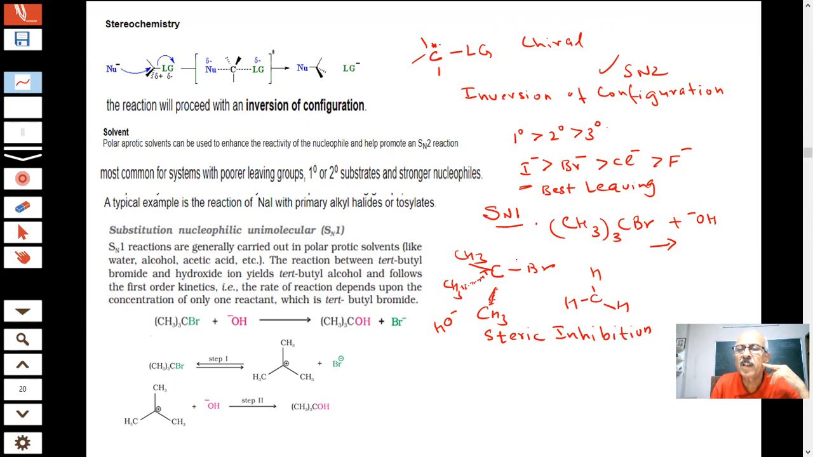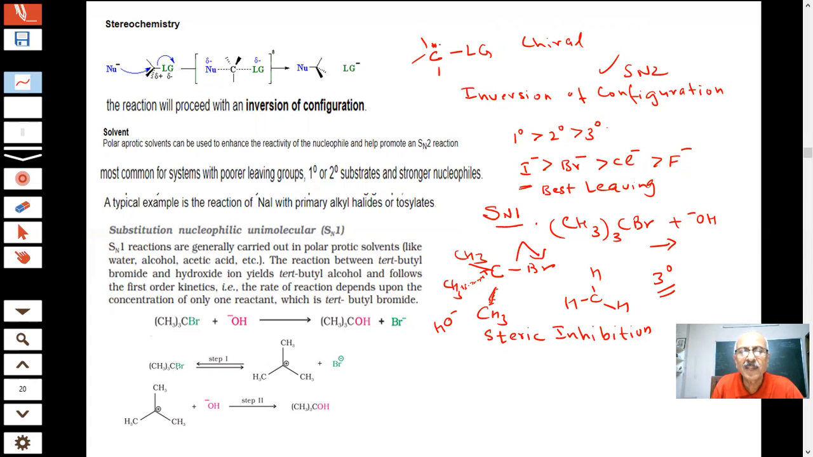Only one possibility: the leaving group leaves before the reaction takes place. Before the OH attacks the carbon, this leaves. Why will it leave? Conditions have to be created in the reaction so that it leaves. If it is a good leaving group, it goes by itself. When it goes by itself, what happens? If this is a tertiary alkyl, a 3 degree alkyl halide, it will proceed in two steps.